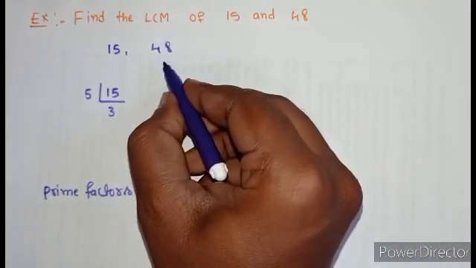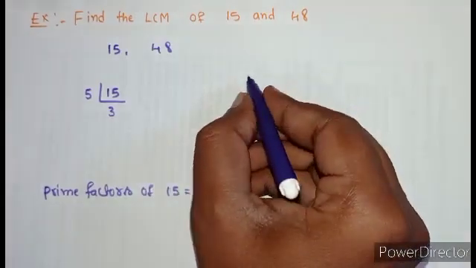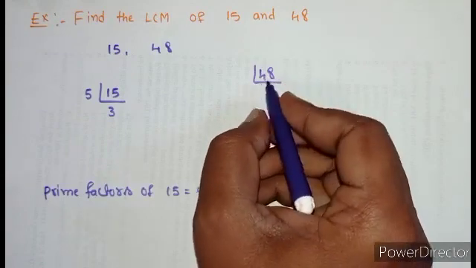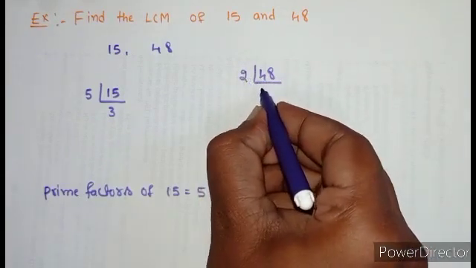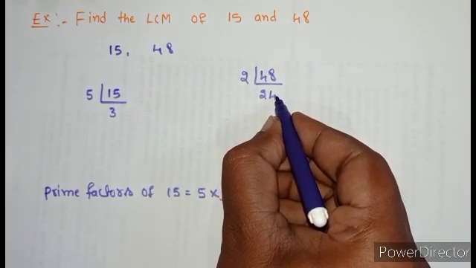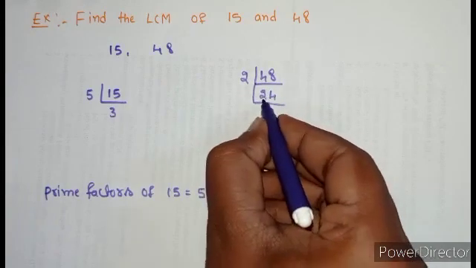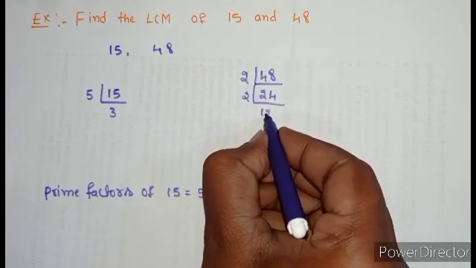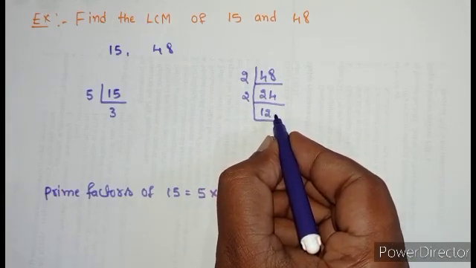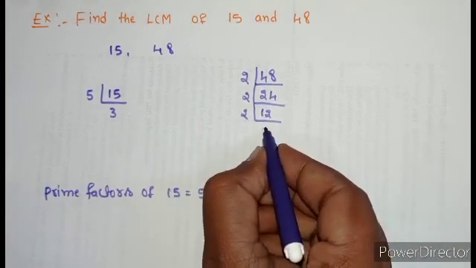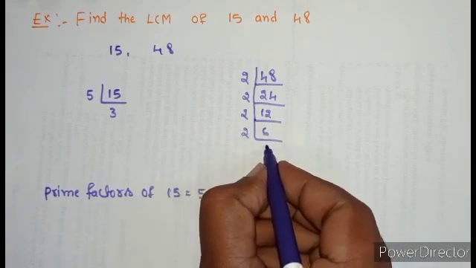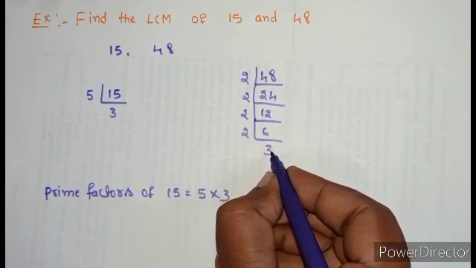Now we need to find the prime factors for 48. Here in ones place 8 is there, so this number is divisible by 2. 2 24s are 48. Here 24 is again divisible by 2 because in ones place 4 is there. 2 12s are 24. Again this 12 is divisible by 2 only because in ones place 2 is there. 2 sixes are 12. Again this 6 is divisible by 2 only. 2 threes are 6. Here we got prime number 3.